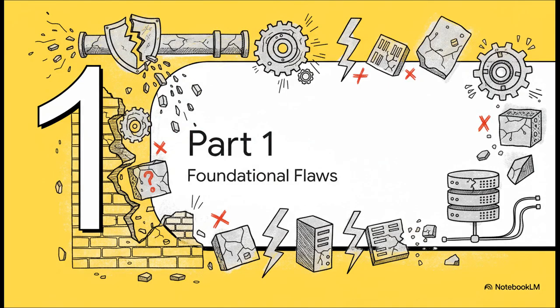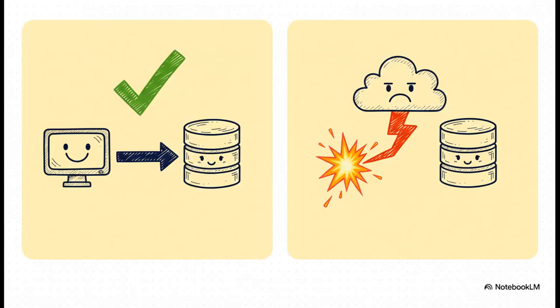Okay, let's kick things off with part 1, foundational flaws. I want you to think of these as tiny little cracks in the very foundation of your application. They're the kind of problems that can bring the whole house down before a single user even knocks on the door. First up, what I call the configuration chasm.